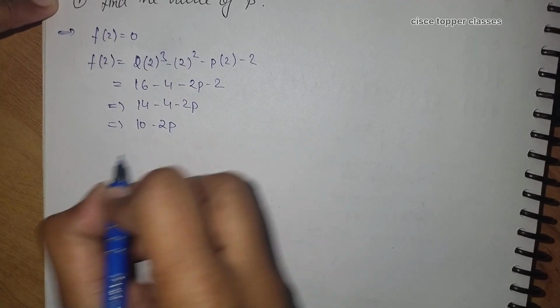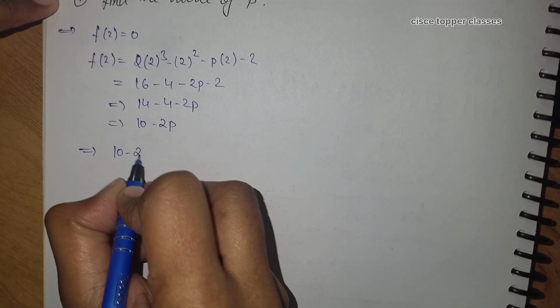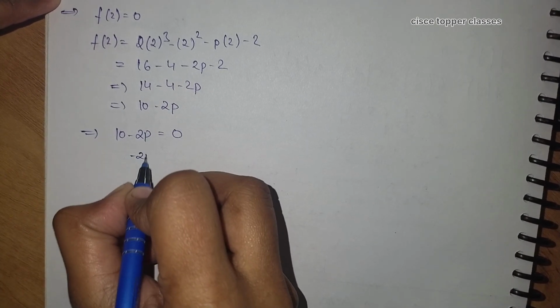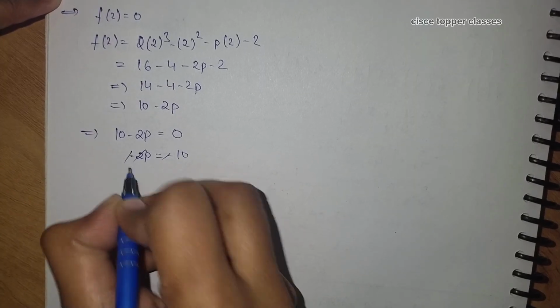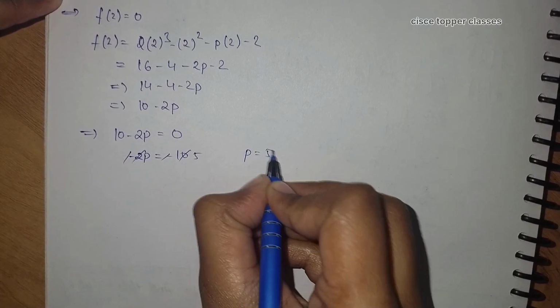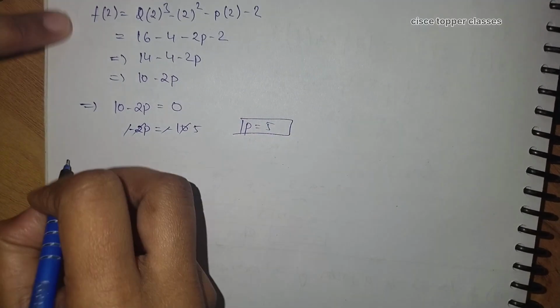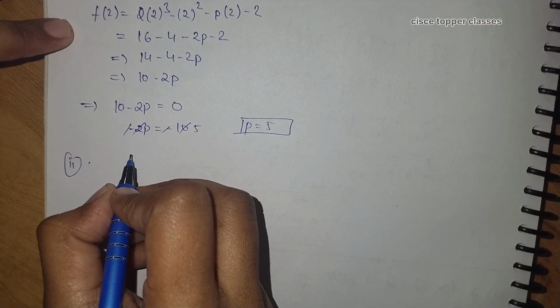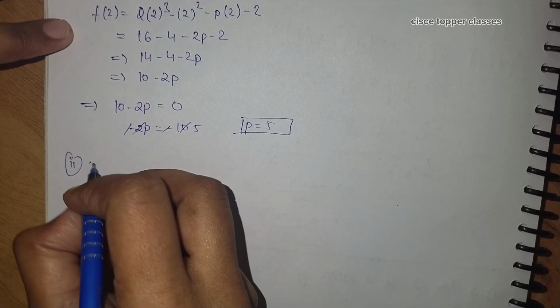If we compare 10 minus 2p with 0, then we can find the value of p, which we have to find in the first part of question number 18. So minus 2p is minus 10, and p is equal to 5. So the value of p is 5, and the second part is asked in the question. With this value of p, we have to factorize the above expression completely.